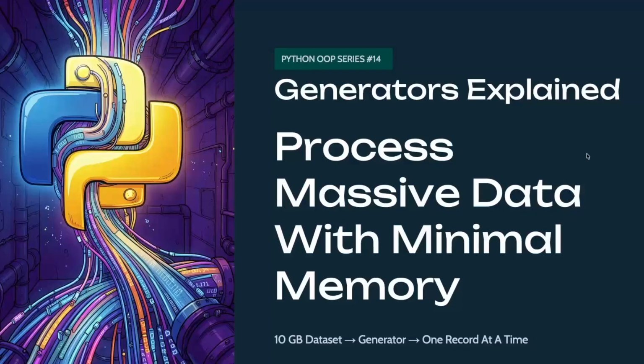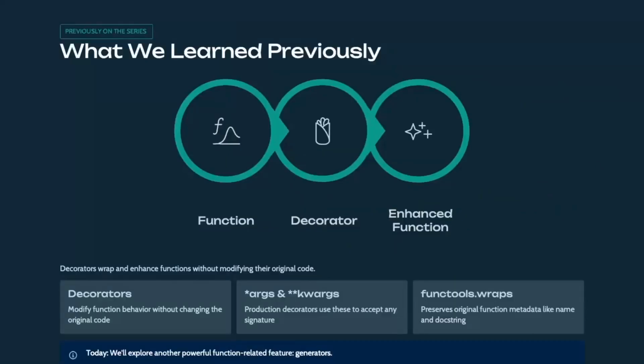So let's get started. Before we dive into generators, let's do a quick recap. In the previous videos, we learned about decorators. Decorators allow us to wrap existing functions and add behavior without modifying the original code. We learned that decorators modify function behavior using args and kwargs, and we also learned the very important functools.wraps. Today, we're exploring another powerful function-related feature. Instead of changing how functions behave, we are going to change how functions produce data.